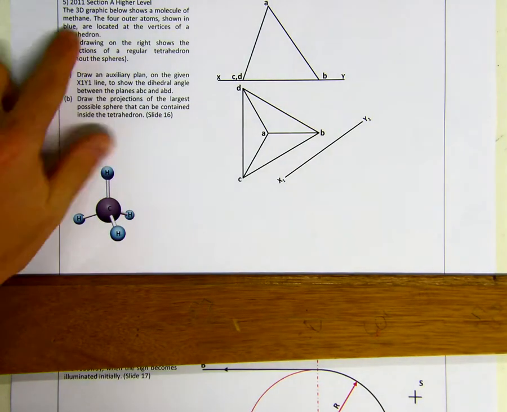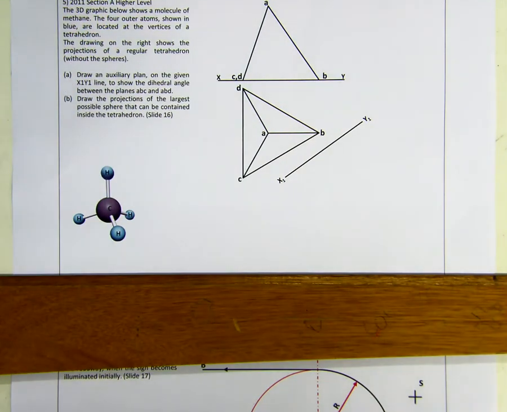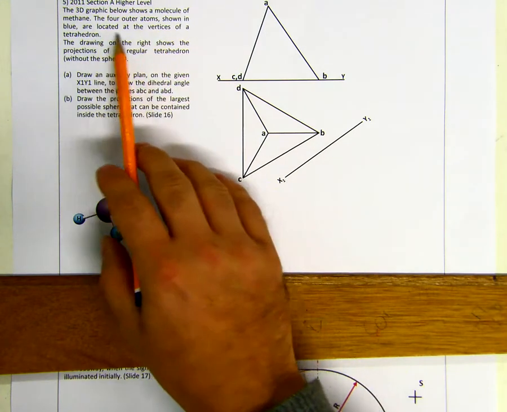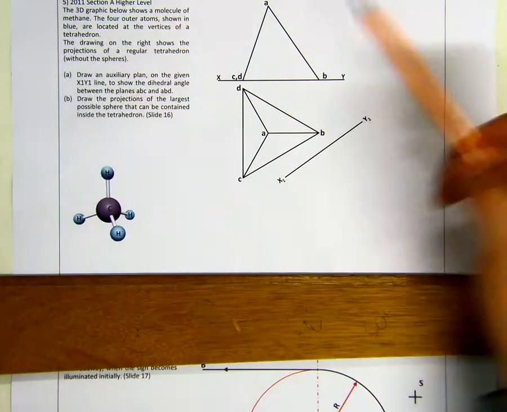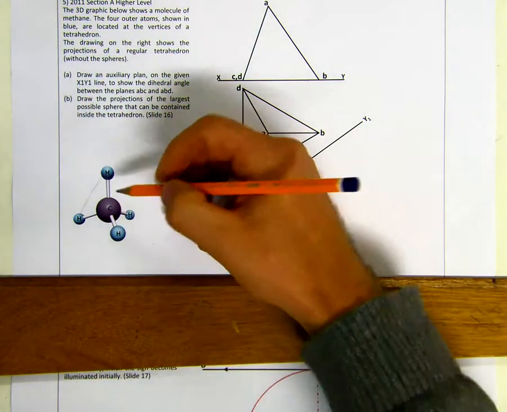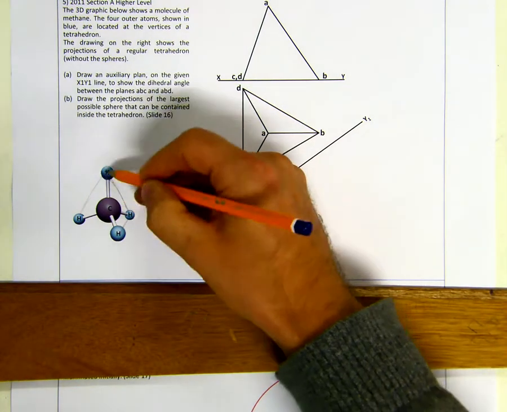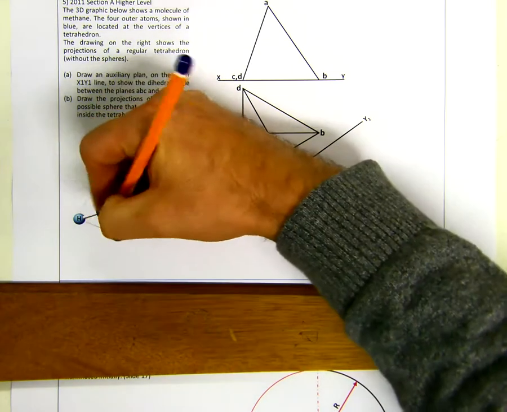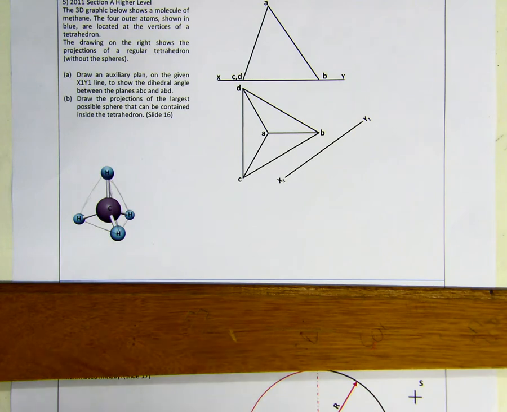Okay, so we have a higher level question here. The 3D graph below shows a molecule of methane. The 4 outer atoms, shown in blue, are located on the vertices of a tetrahedron. So if we drew it in here, that's our tetrahedron, every single one of them. A tetrahedron is made of equilateral triangles.